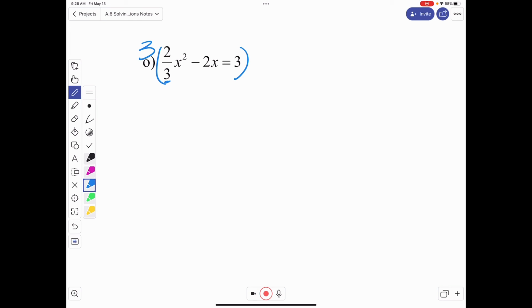So 3 times 2/3 is going to be 2, so I got 2x squared. And then 3 times 2x is going to be negative 6x. And then 3 times 3 is going to be 9. Now I'm going to move my 9 to the other side, so minus 9. And if I try to factor that, if I do slide and divide, bombs up, I'm going to go ahead and tell you that it does not work.